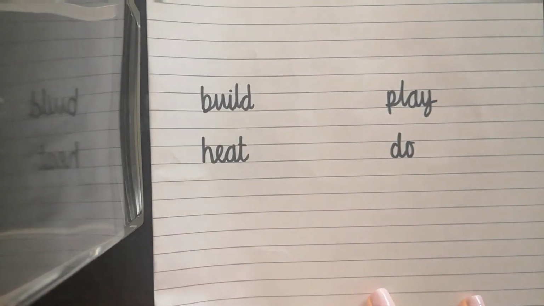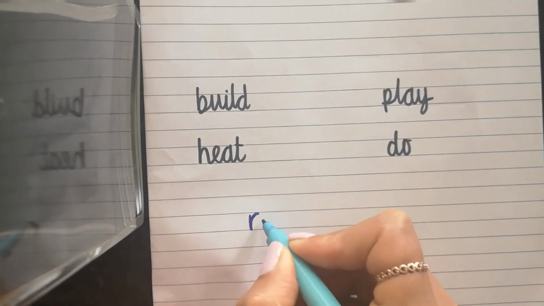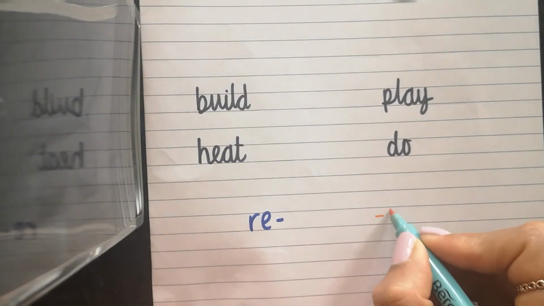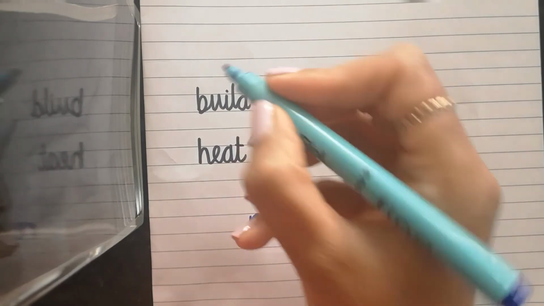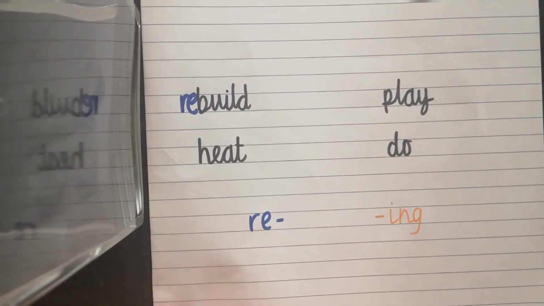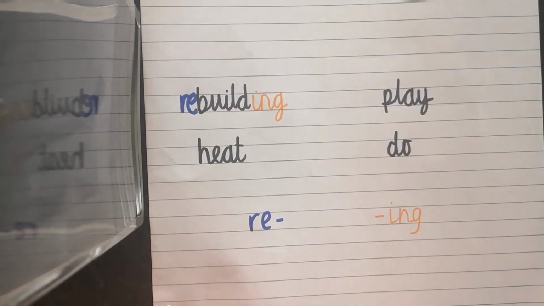The next words I've got, the next 4 words, we're going to be adding re, the prefix re at the beginning of the word, but you can also add the suffix ing on the end of the word. So let's have a go. The first word is build. So if I was to add re in front of it, it changes to rebuild. So if I was to rebuild something again, and I could add the suffix ing to change it to rebuilding.